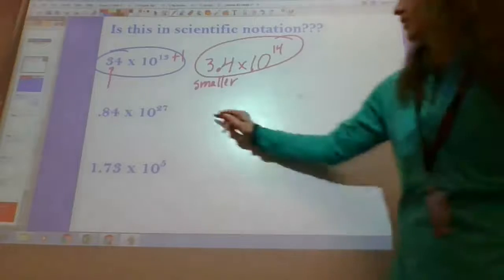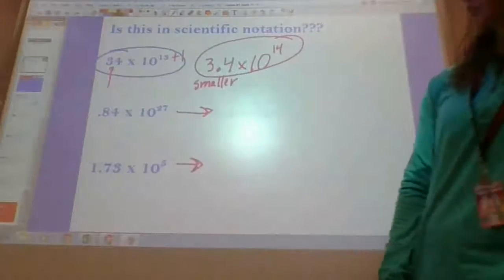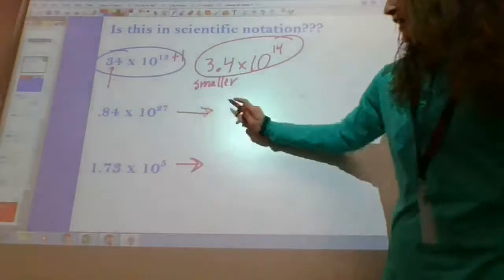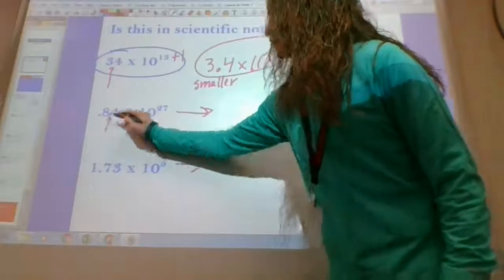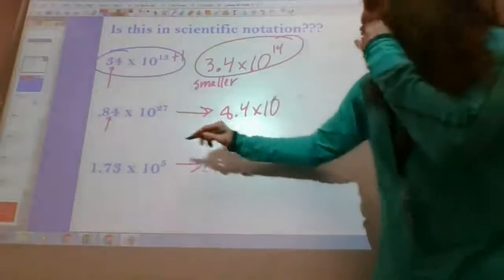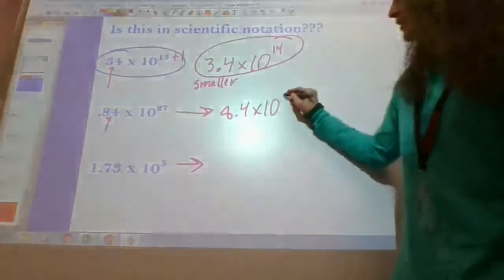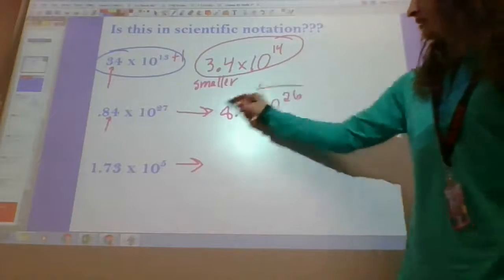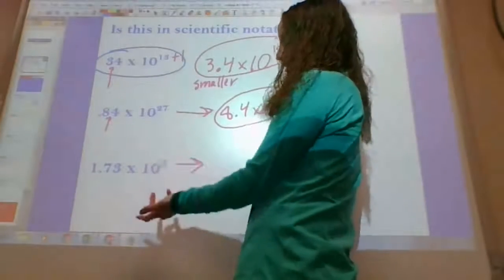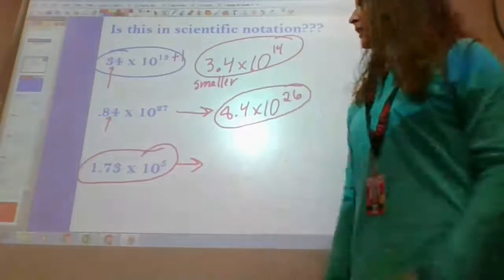So then if we go to this one, I would like you to pause right now and see if you can convert these to scientific notation. Right here, if you would see, our decimal has to go between the 8 and the 4. So you'd go 8.4 times 10. And we just made our number larger, so we got to make this smaller. So it's got to go to a 26. Then for this one, I hope that you would say, oh, it's already in scientific notation. Decimal's in the correct spot. There we go.